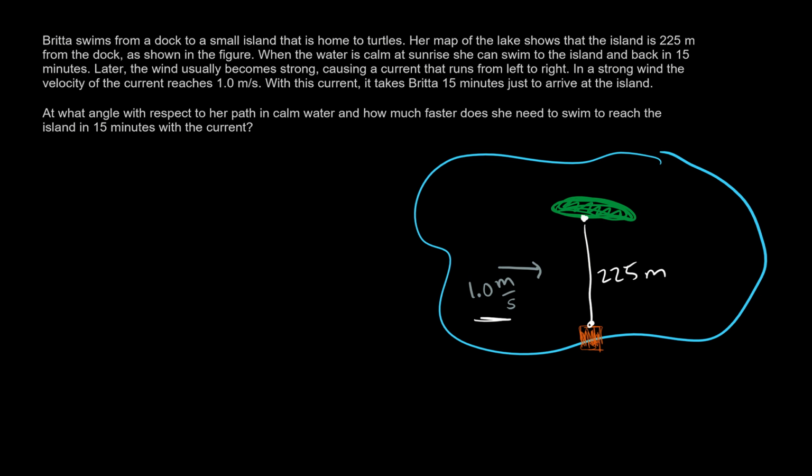With this current, it takes Britta 15 minutes just to arrive at the island. And the question is, at what angle, with respect to her path in the calm water, and how much faster does she need to swim to reach the island in 15 minutes with the current?